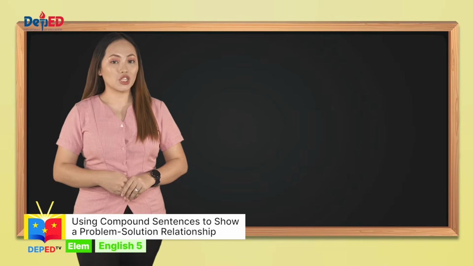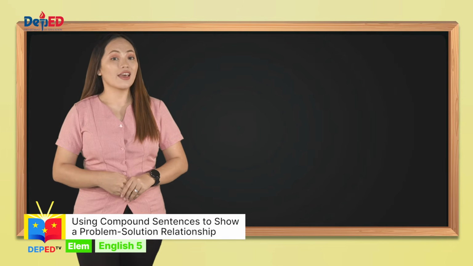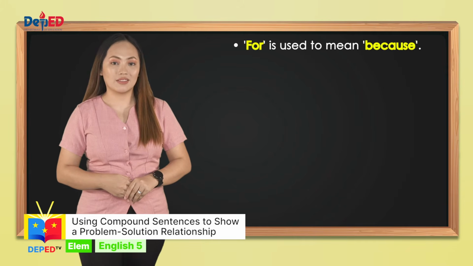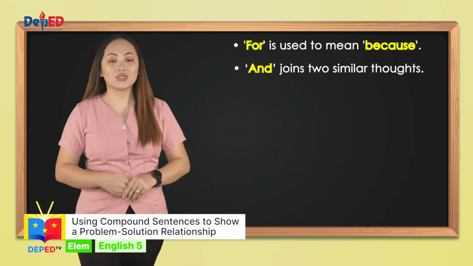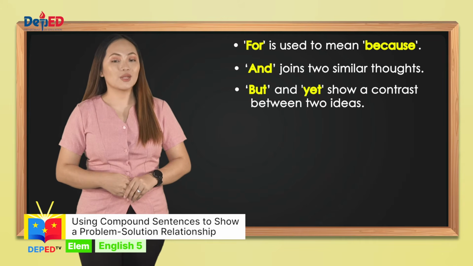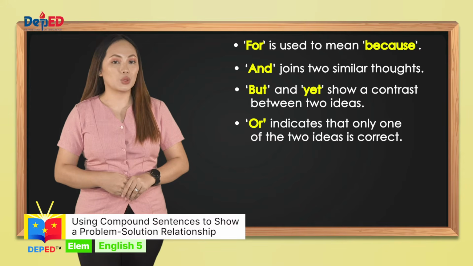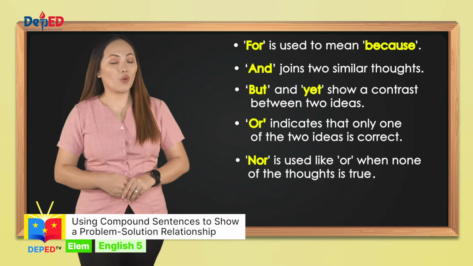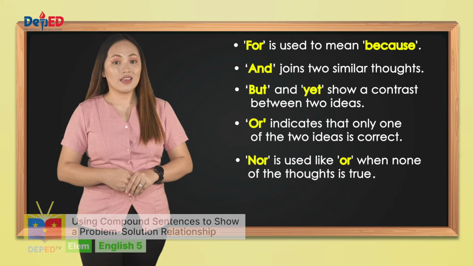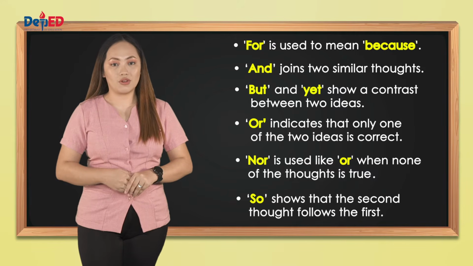If subordinating conjunctions transition one idea to another, each coordinating conjunction has a specific function. For is used to mean because, and joins two similar thoughts. But and yet show a contrast between two ideas, or indicate that only one of the two ideas is correct. Nor is used like or, but none of the thoughts is true. And shows that the second thought follows the first.